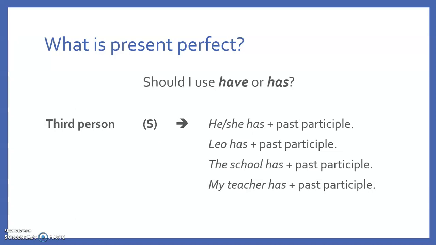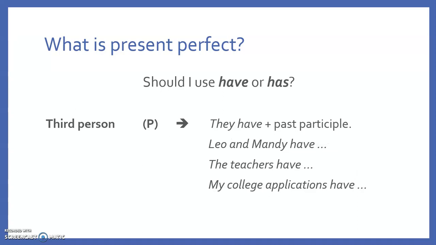For third person singular, use has. He or she has, Leo has. The school has, my teacher has. And for third person plural, use have. They have, Leo and Mandy have, the teachers have, my college applications have.